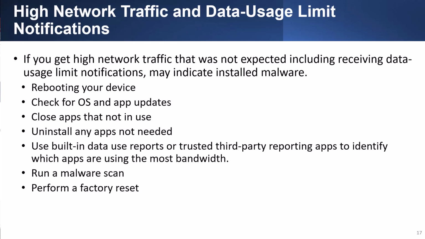If you get high network traffic that was not expected, including receiving data usage limit notifications, it may indicate installed malware. Reboot your device, check for OS and app updates, close apps that are not in use, and uninstall any apps not needed. Use built-in data use reports or trusted third-party reporting apps to identify which apps are using the most bandwidth. Run a malware scan, and then consider performing a factory reset.